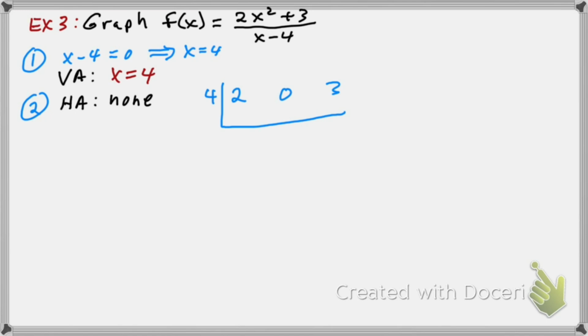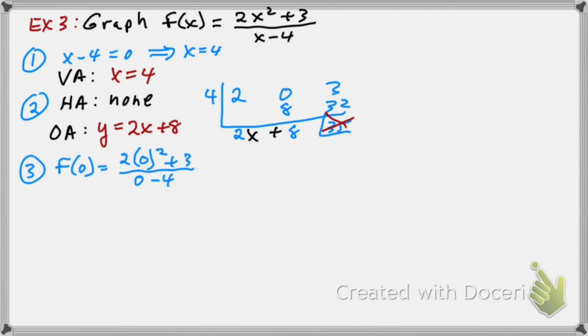Notice I needed a placeholder for my x value. And I'm going to divide by 4 synthetically. I'm getting this. I cross out the remainder, and so what I'll have left there is 2x plus 8. So I know I've got an oblique asymptote at y equals 2x plus 8. It's going to be a slanted line.